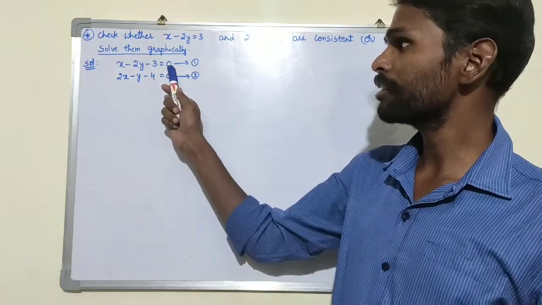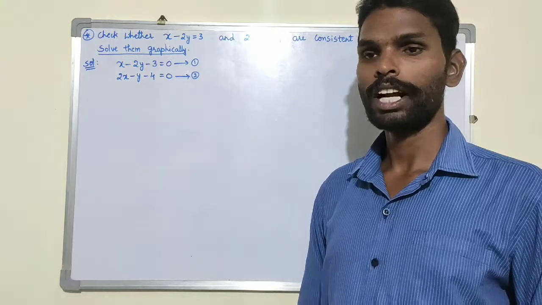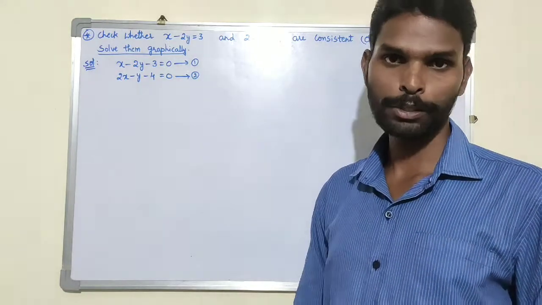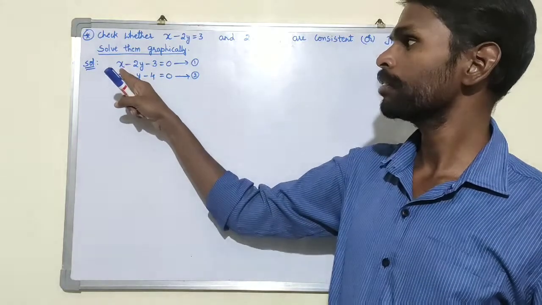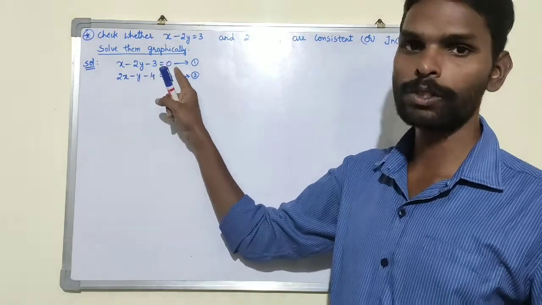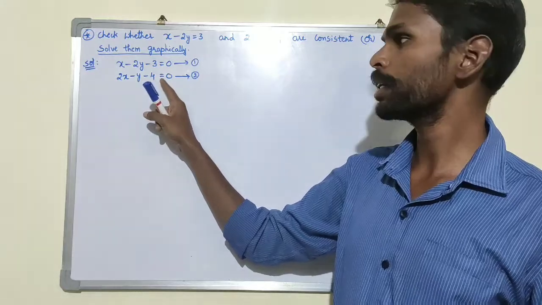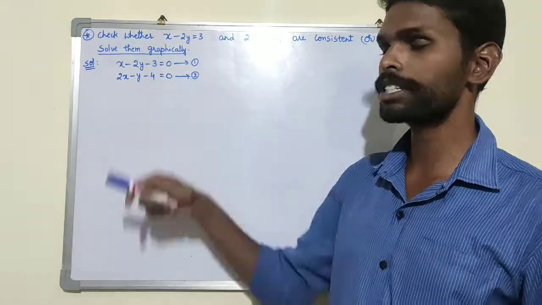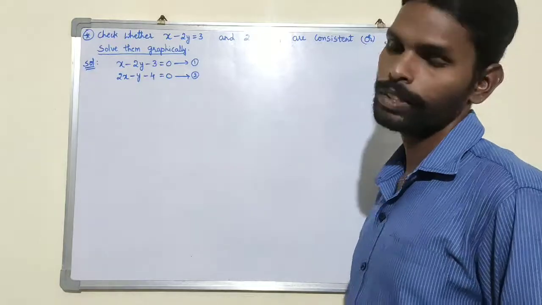I have written two equations here. For these two equations, I will draw the graph and explain how to solve them graphically. The two equations are x minus 2y minus 3 equal to 0 and 2x minus y minus 4 equal to 0. I have written the equations in standard form. Now I will explain the method first.